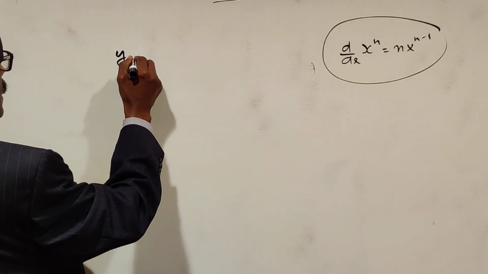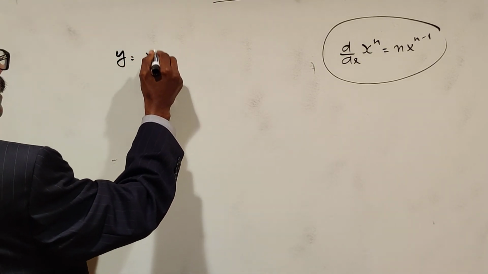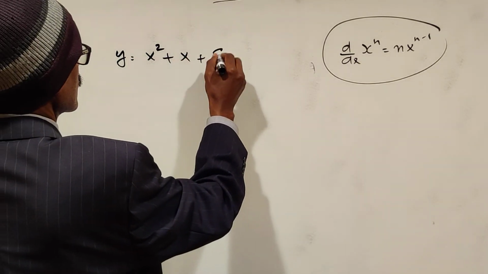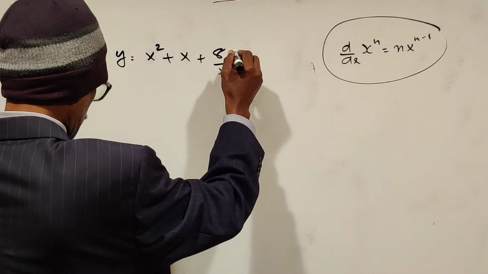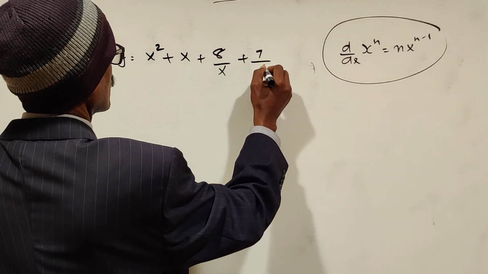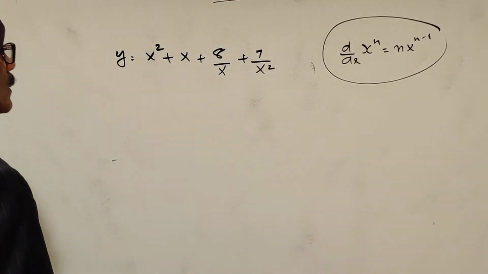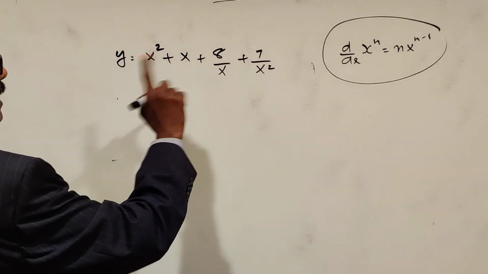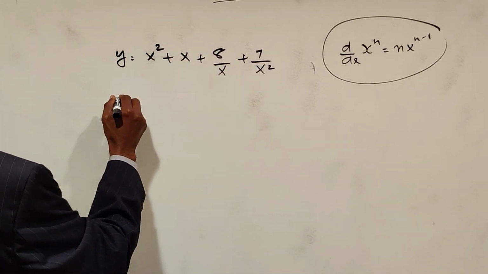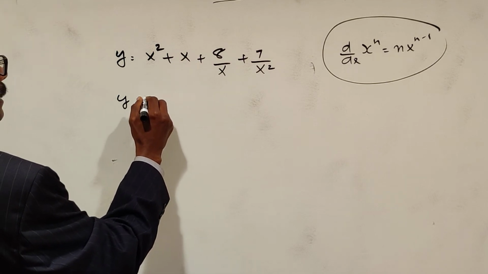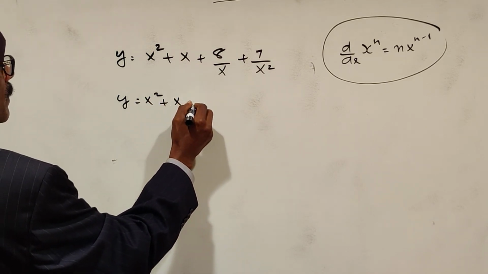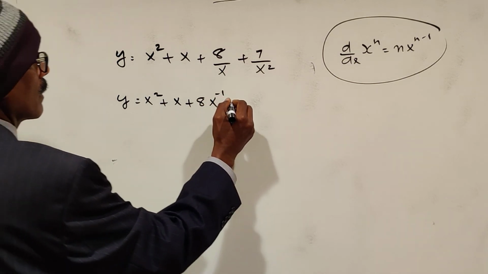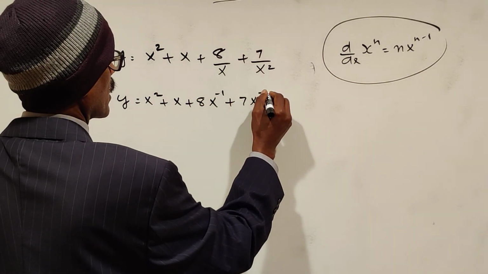y equals x square plus x plus 8 by x plus 7 by x square. Okay, dy by dx. First, I am going to rewrite the question. x square plus x plus 8 x to the power minus 1 plus 7 x to the power minus 2.